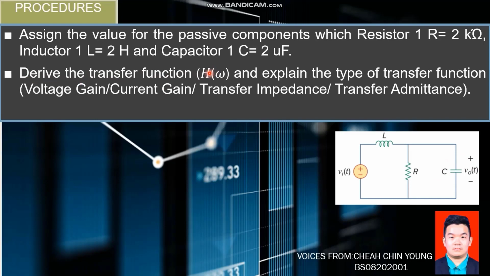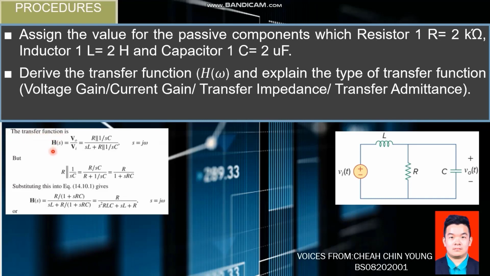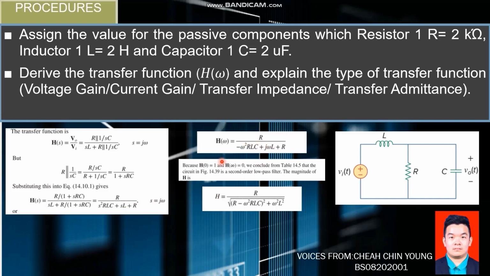We have to derive the transfer function H(omega) and explain the type of transfer function: voltage gain, current gain, transfer impedance, or transfer admittance. The transfer function is H(s) equal to Vo over V in, with s equal to j omega. The capacitor impedance gives R over 1 plus sRC. So we substitute into H(s): R over s squared RLC plus sL plus R. Finally, the transfer function becomes R over negative omega squared RLC plus j omega L plus R.